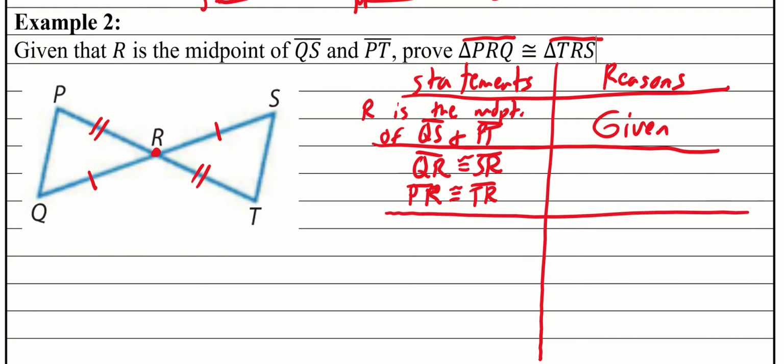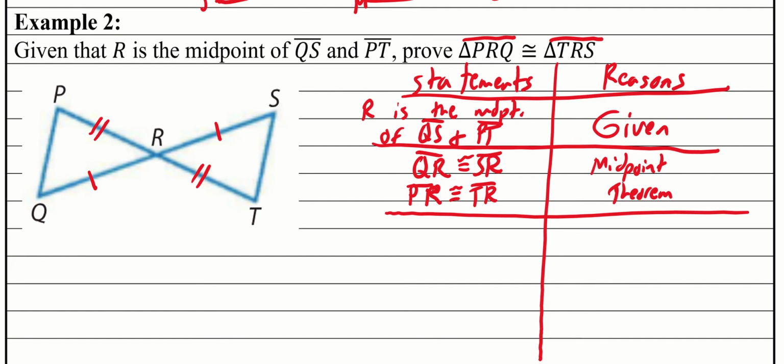Okay, and what is my reason for both those? Where did I get that information? I got that from the fact that R is the midpoint. And so this is what we call the midpoint theorem. If something is a midpoint, then the sides on either side of it are going to be congruent. Okay, so now this is good because I already have 2 pairs of sides, and now I just need one more piece of information. So I've answered the first question, what do I know from my given information?